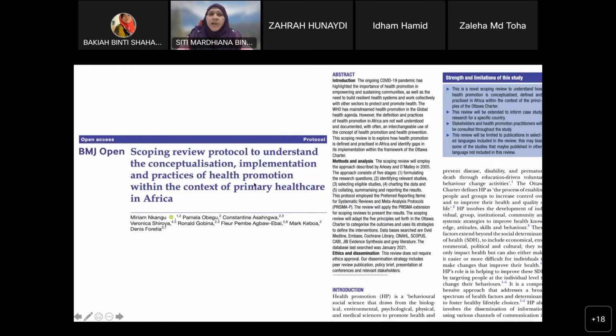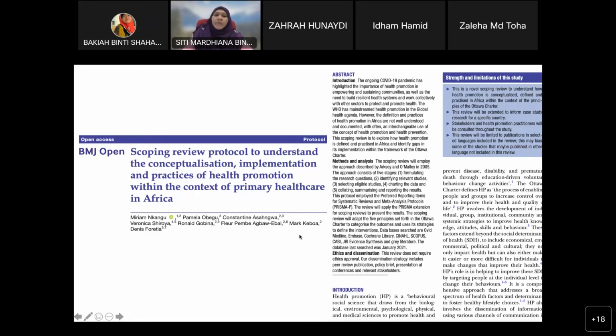All right. So what you need to have in your protocol is the introduction, and then the methods and analysis. It mentions here, you need to state whether you use the JBI guideline, and for this paper, they use the Arksey and O'Malley framework, and mention the 5 stages, and also what databases they use, and claim the ethics and dissemination. And for every scoping review paper, you need to mention the strengths and limitations of this study.